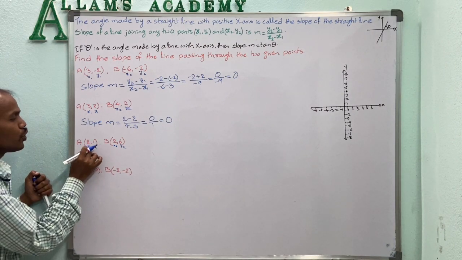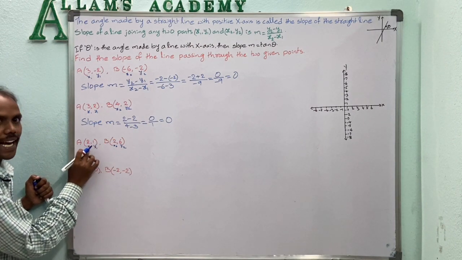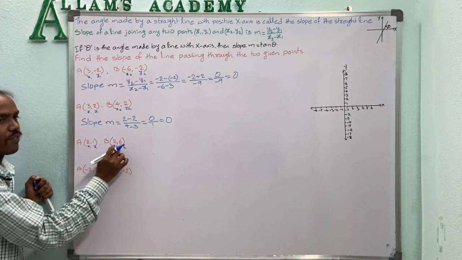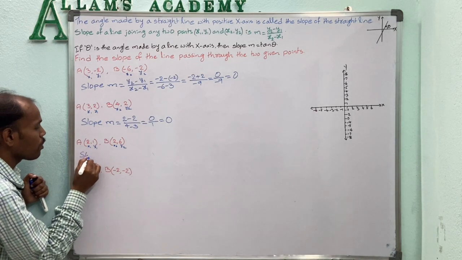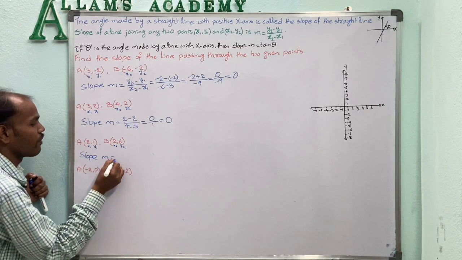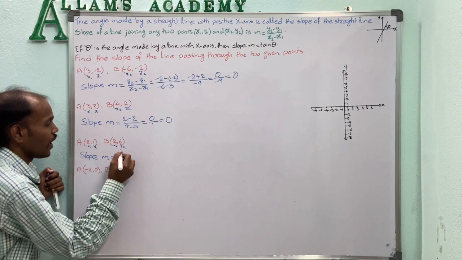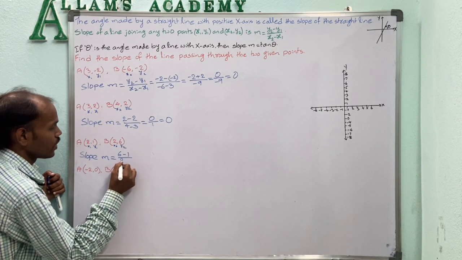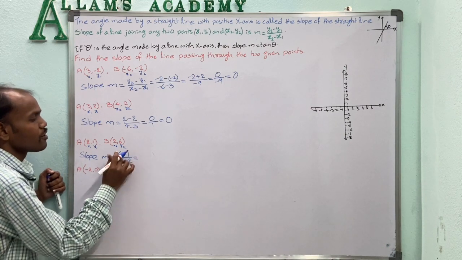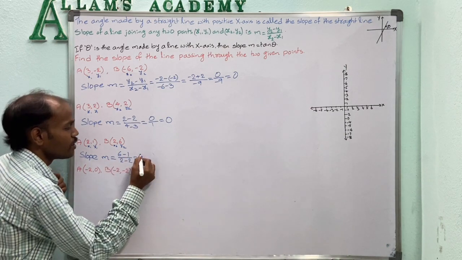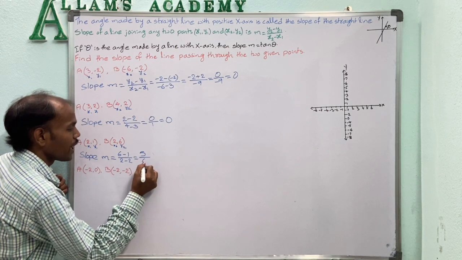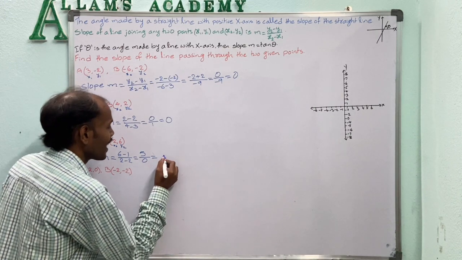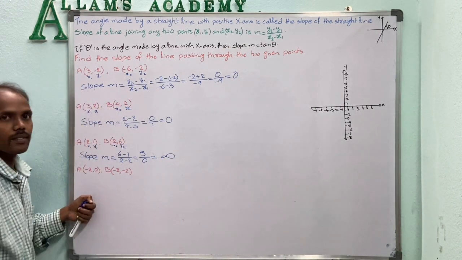So here 2 and 2 will be taken as x1, x2, and 1 and 6 are y1, y2 coordinates. Then the slope m is equal to y2 minus y1 by x2 minus x1. y2 is 6, y1 is 1, by x2 is 2 minus x1 is 2. So 6 minus 1 by 2 minus 2. 6 minus 1 is 5. 2 minus 2 is 0. So 5 by 0. If the denominator is 0, then it is undefined.